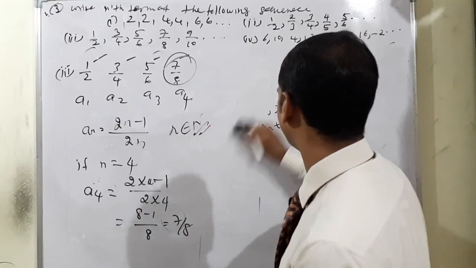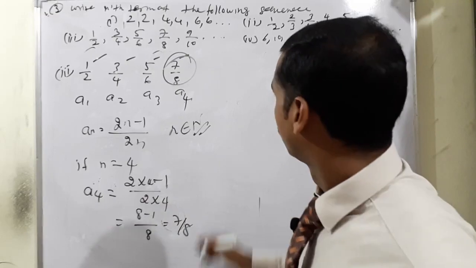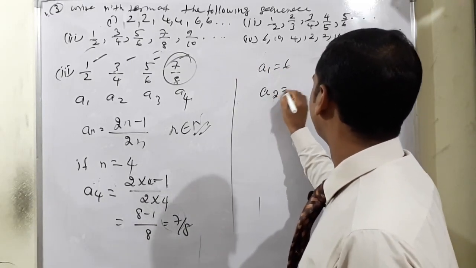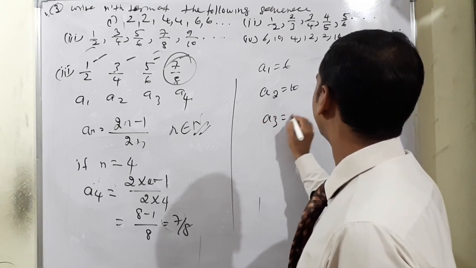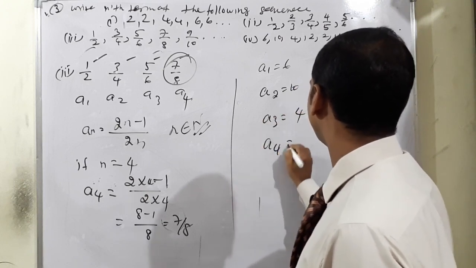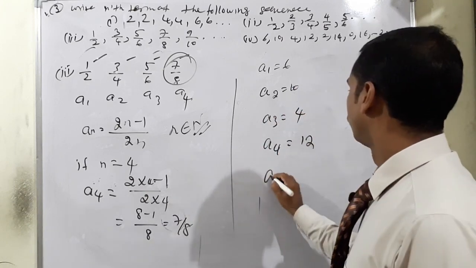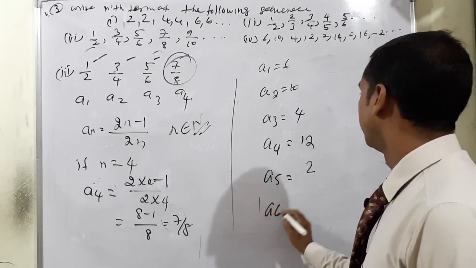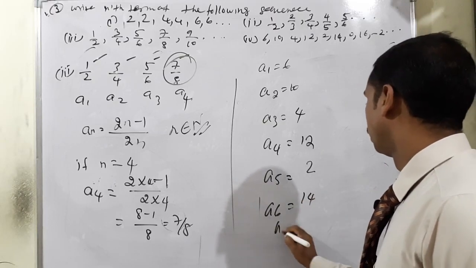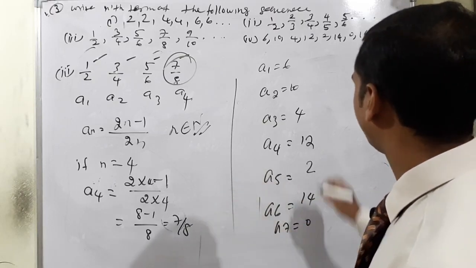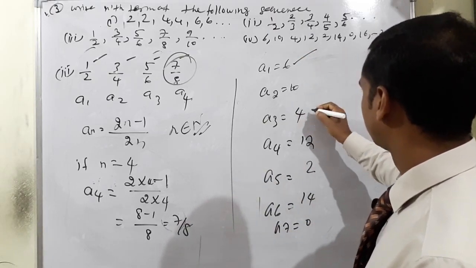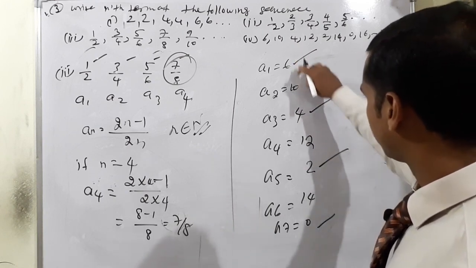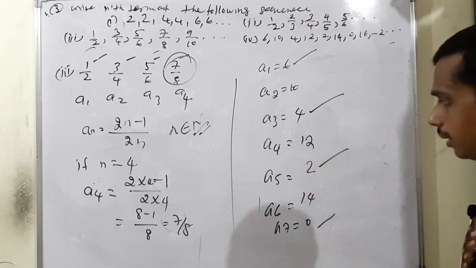Okay. I'm moving to subdivision 4. So, A1 is equal to 6, then A2 is equal to 10, then A3 is equal to 4, then A4 is equal to 12, then A5 is equal to 2, then A6 is equal to 14, then A7 is equal to 0. Look at the odd-position numbers: 6, 4, 2, 0. It's decreasing. 6, 4, 2, it's the decreasing part.